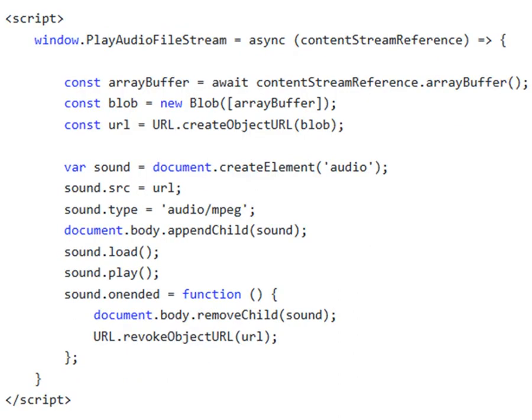The play audio file stream method is a JavaScript method contained in the layout CSHTML page. This is the key to playing dynamic audio. This method dynamically creates an audio element and plays the audio.